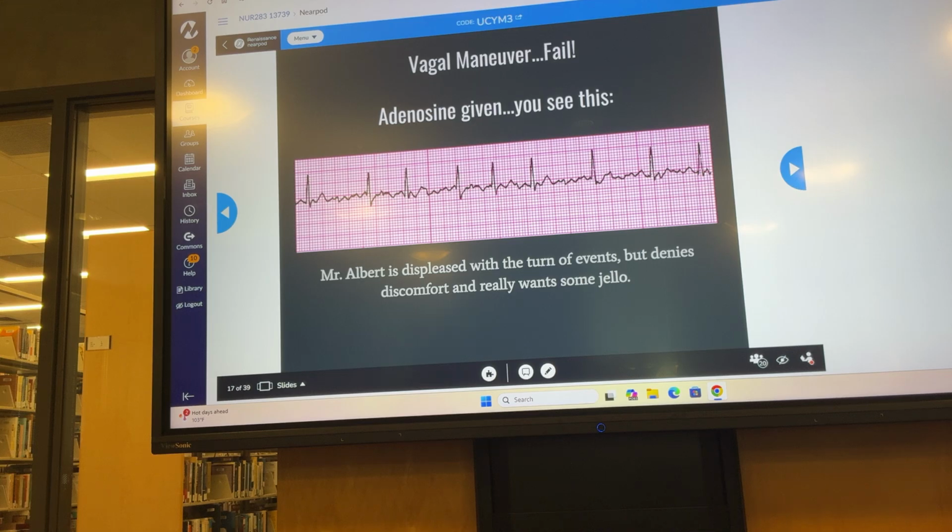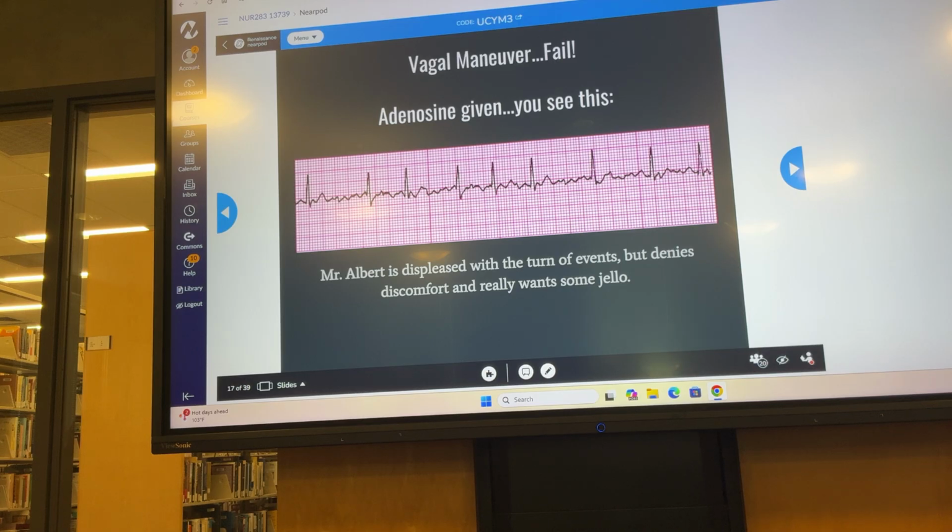What's the dose for adenosine? Everybody remember? Initial is 6 milligrams. What could you repeat it at? 12. Okay, could you 12 one more time? Okay. So you give adenosine. Okay. And you see this rhythm. What are we looking at?